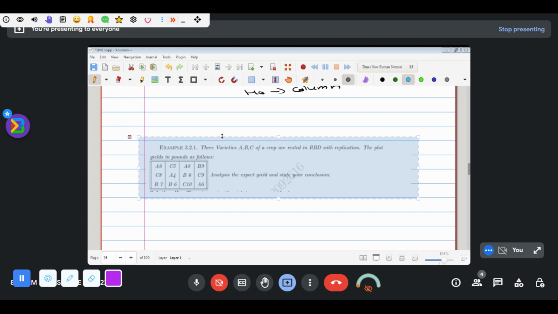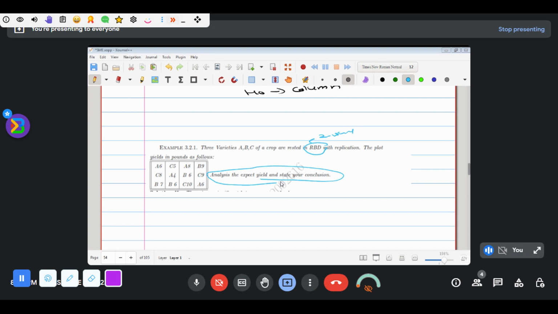This is the question. Three varieties and the crop RPT method are given. The RPT method means using the two-way calculation, and the plot of yields is also given. Analyze the yields and state your conclusion.